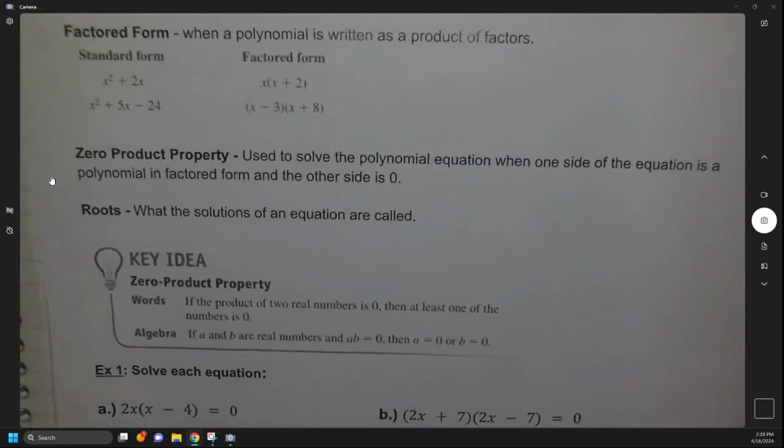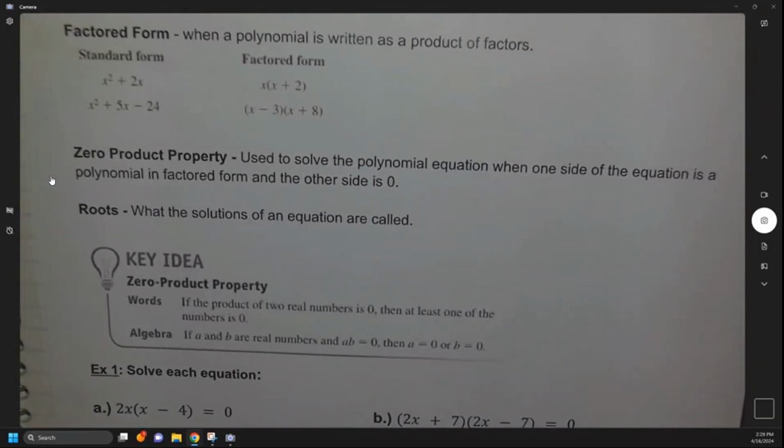This is lesson 7.4. In this lesson, we're going to continue to talk about polynomials. We're going to be talking about factoring. Factored form is when a polynomial is written as a product of factors.